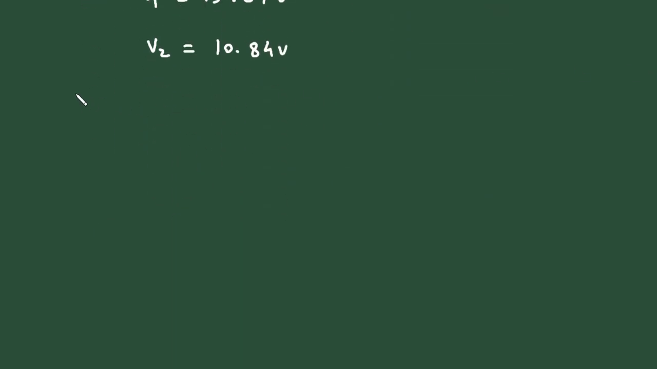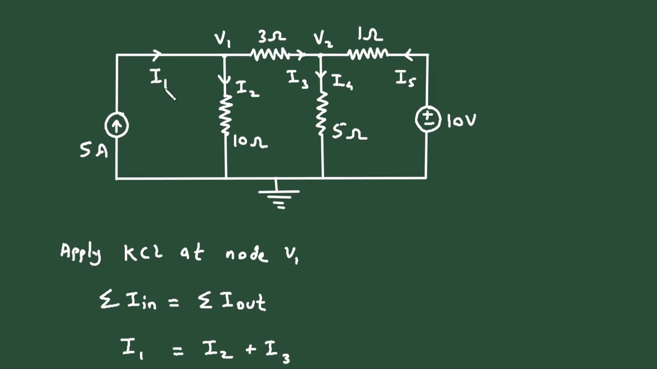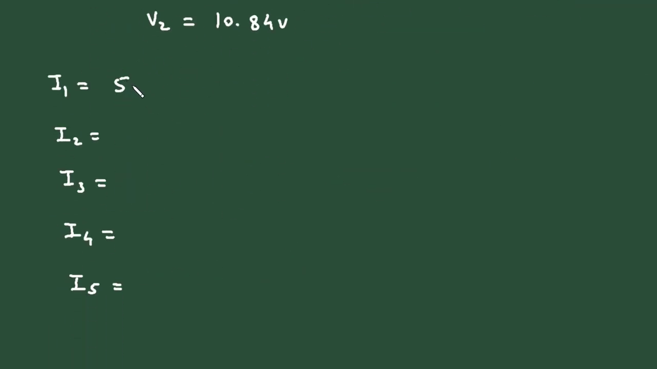So let's write I1 is equal to, I2 is equal to, I3 is equal to, I4 is equal to, and I5 is equal to. Here we can see I1 is equal to 5 ampere directly. So I1 is equal to 5 ampere, then I2.